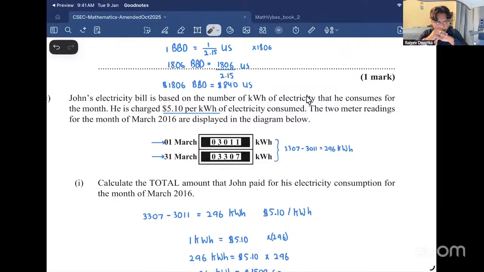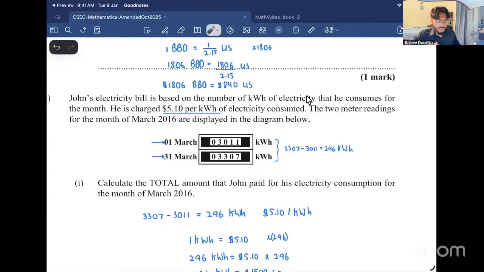I was thinking along the lines of adding it and then subtracting. It doesn't make sense to add, and this is what confuses people. Carla, you see how the 1st of March reading is 3,011? What that means is that up to the 1st of March, that is how much energy you consumed. That does not mean that on the 1st of March you used that amount. That's from previous months too.